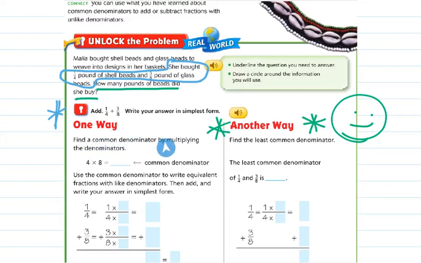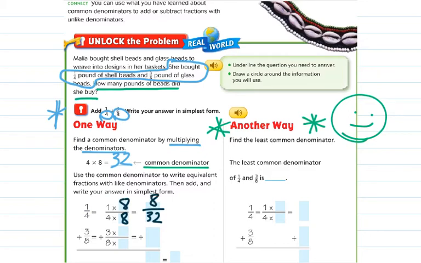One way we can find the common denominator is by multiplying the denominators. So 4 times 8 is 32, so that is our common denominator. However, boys and girls, that is not our least common denominator. We are going to use common denominators to write equivalent fractions with like denominators, and then we're going to add and write our answer in simplest form. So right off the bat, we know that 4 times 8 is 32, and that means that we're going to have to multiply 1 by 8, and we get 8 over 32.